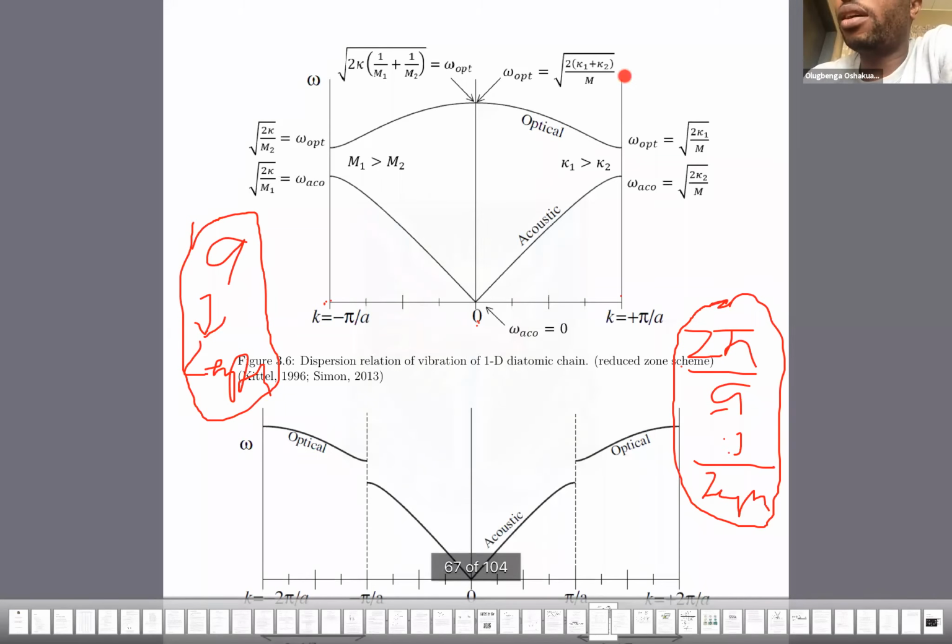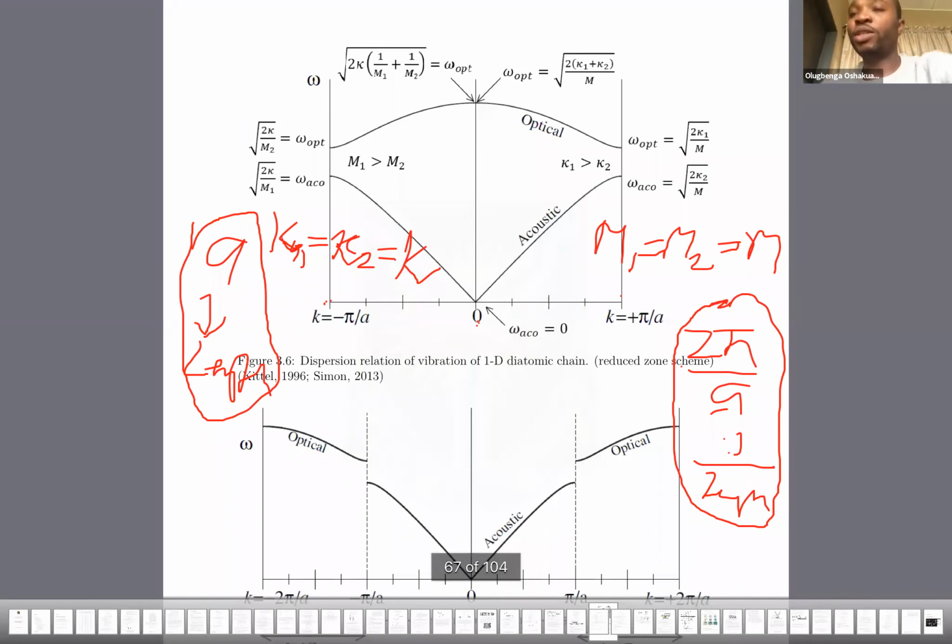So the items I put on the left here are the items where we made M1 equal to M2 equal to M at the right hand corner, whereas on the left hand corner, we have kappa 1 equal to kappa 2 equal to kappa.